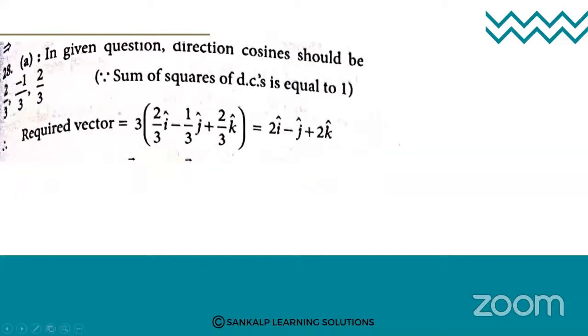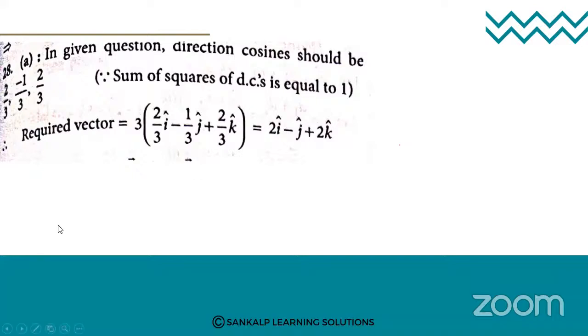Okay, so in the solution, in the given question, the direction cosines are 2/3, -1/3, 2/3. So the sum of the squares of the direction cosines is equal to what? If you square the direction cosines, it will be equal to 1.